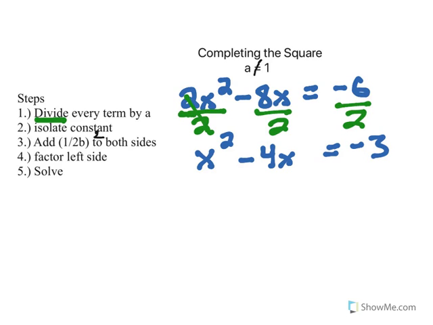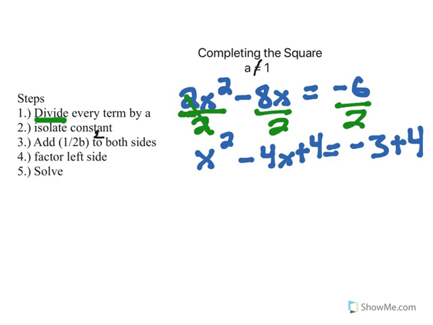Now our next step would be to isolate our constant. However, in this problem, luckily, our constant is already isolated, so we don't have to do that. Then we go to our next step, which is to take half of our b, square it, and add it to both sides. So I'm going to take half of negative 4, which is negative 2, and square it. Negative 2 squared is 4. So I'm going to add that to both sides.